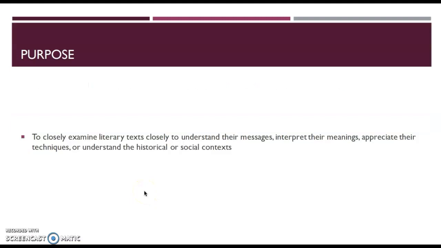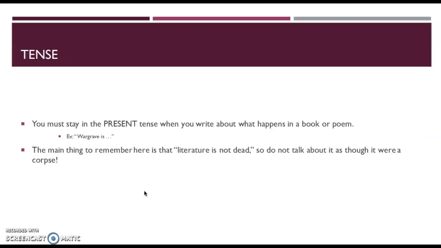So the first thing that you want to remember is your purpose. The purpose of a literary analysis, what I'm asking you to do, is to examine the literary text closely to understand its message, interpret meaning, and appreciate techniques or understand the historical or social context. So you're looking at an element of the text, a literary element, closely in order to analyze what that means in terms of theme.